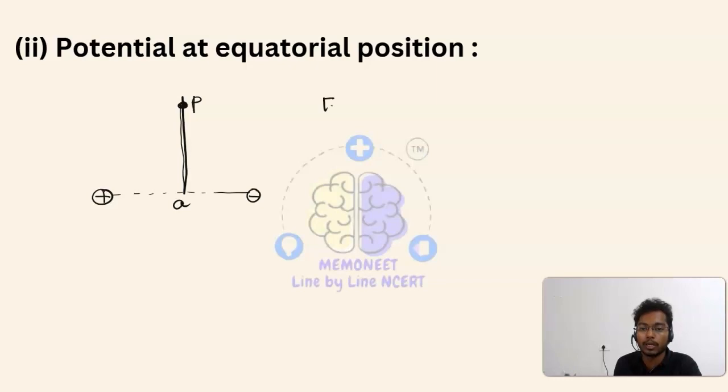So the electric potential for the dipole at the equatorial position will be 0. V equals 0 for the equatorial position.